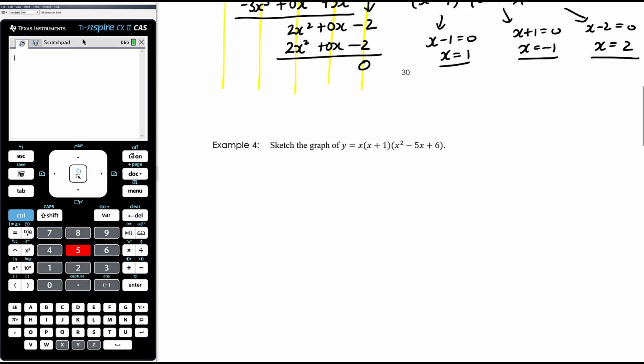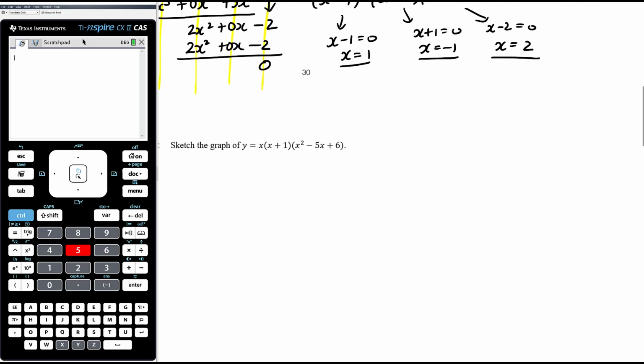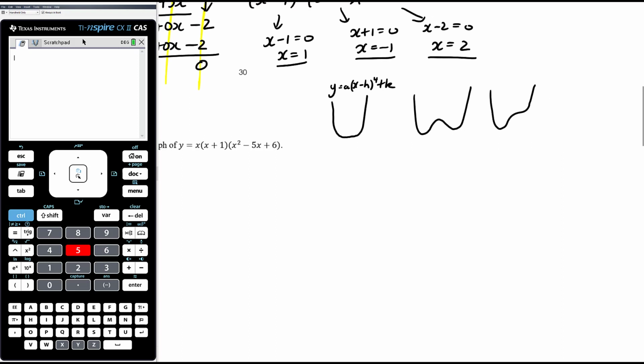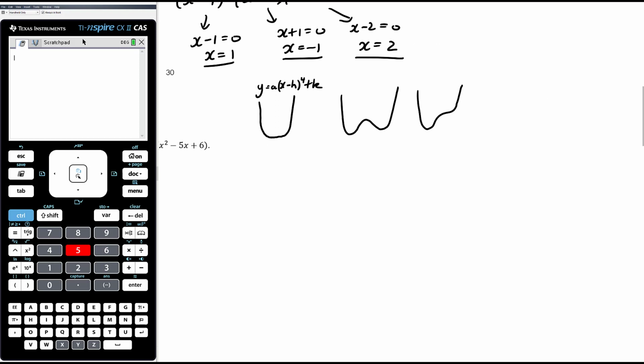So we're looking at quartic graphs. So shapes that we can get with quartic graphs, we've already looked at this basic shape, and that's if we've got it in turning point form, x minus h to the power of 4 plus k. Otherwise, we might have two turning points, we might have one turning point and one point of inflection, and there are some other things that can happen as well, which we'll have a look at in the last example. The point of inflection could happen first.